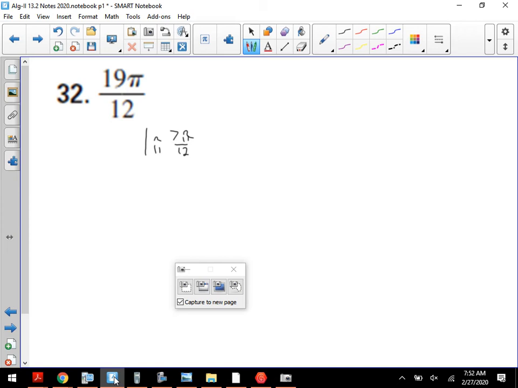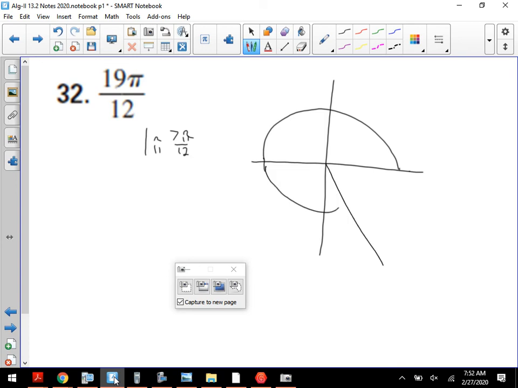So when you want to draw that, we know that 0, 1 pi, back here is 2 pi. So I know it's got to come around past 1 pi, but then I have to figure out 7 over 12. Is 7 over 12 more or less than halfway? More. So that means it's got to pass the halfway point here. So this is going to be my 19 pi over 12.